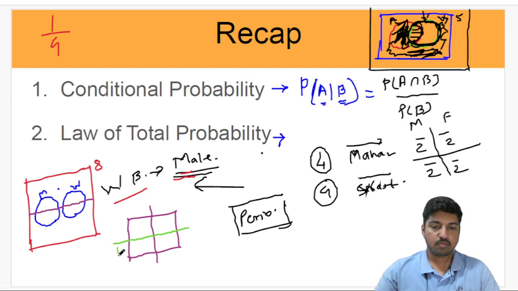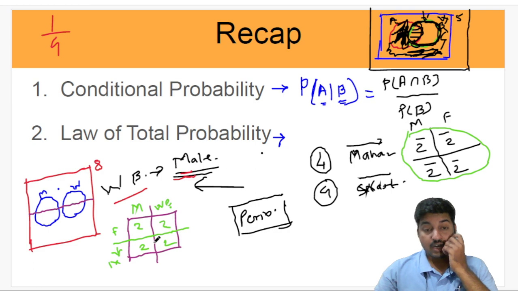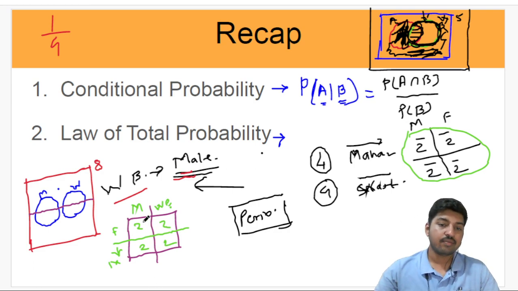This part below is male, above it is female. This half part is Maharashtra and West Bengal. So this is what we have also drawn. So now: female from Maharashtra 2, female from West Bengal 2, male from Maharashtra 2, male from West Bengal 2. Now what we are saying is that we know that already event A has happened.